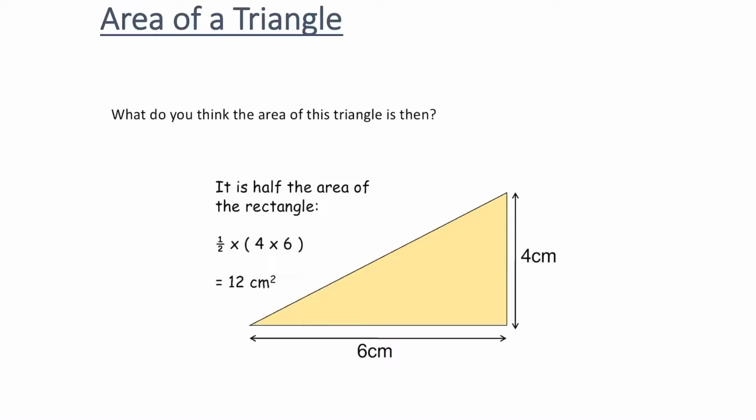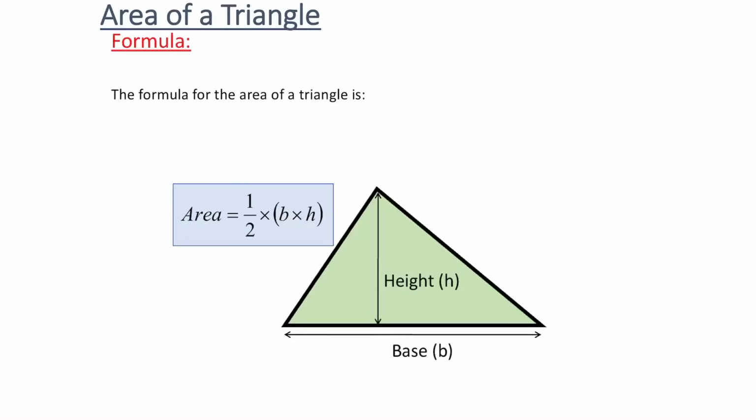So looking at this, to find the area of this triangle, you can find the area of the rectangle that we had, which was 6 times 4, which is 24, and then you divide that by 2, which will give you 12, which is 12 centimetres squared, the area of this triangle.